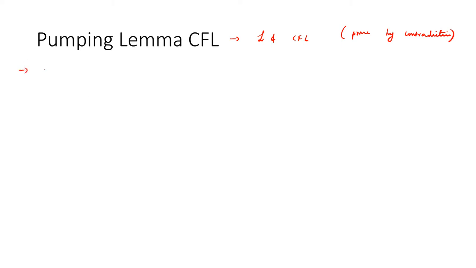So the first step is again to assume that a given language L is a context-free language. First you'll assume this. Then what the pumping lemma states is if a language L is context-free, you have a pumping constant n. Like earlier, we also have a pumping constant here, and for any string w that belongs to the context-free language L, you can partition it into five parts here. Earlier we partitioned into three parts. Here we'll partition into five parts.